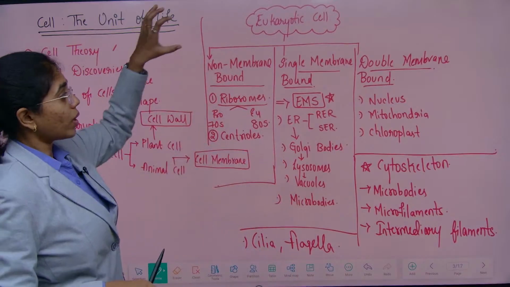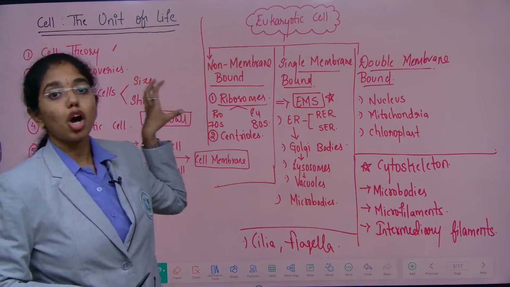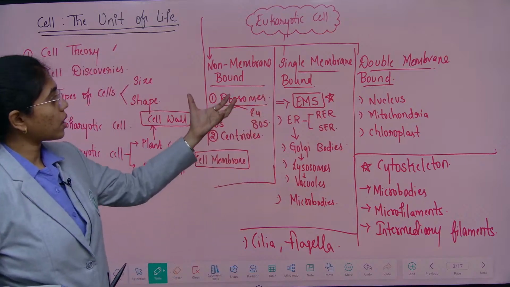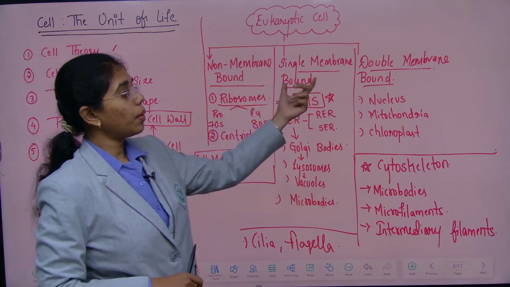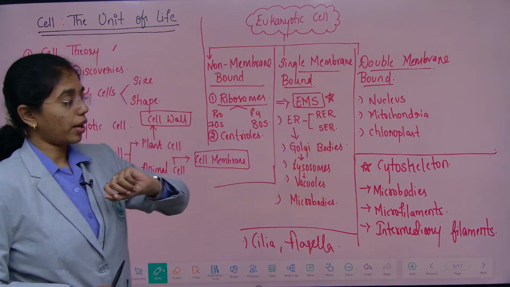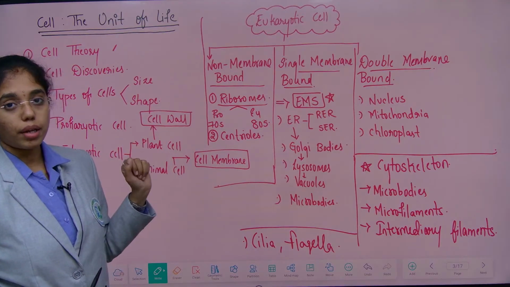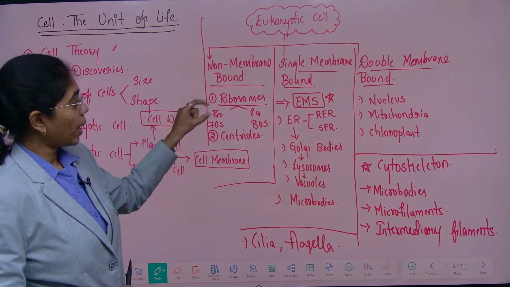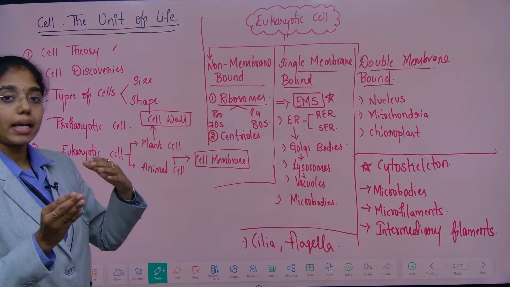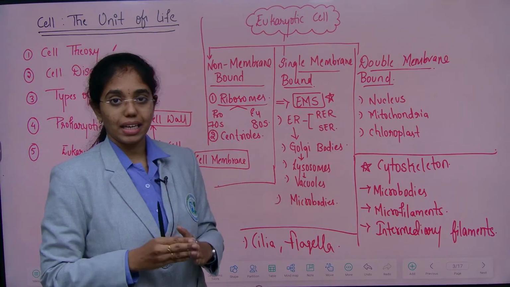Thereafter, in a eukaryotic cell, we will exercise all the organelles in this format: non-membrane bound, single membrane bound and double membrane bound organelles. Non-membrane bound organelles primarily include ribosomes. Ribosomes can be of 70S type and 80S type.